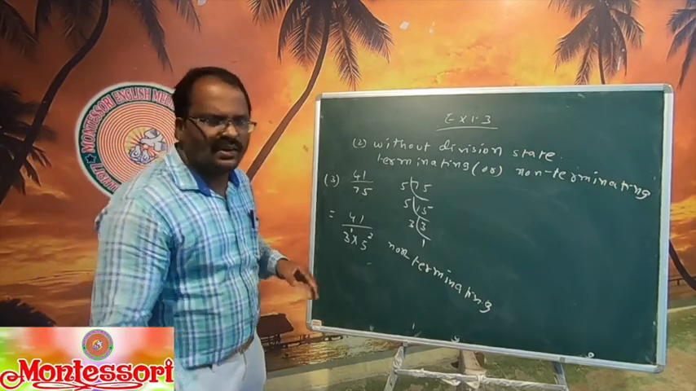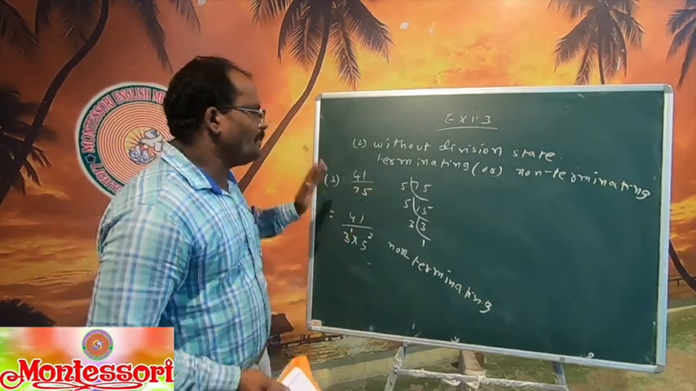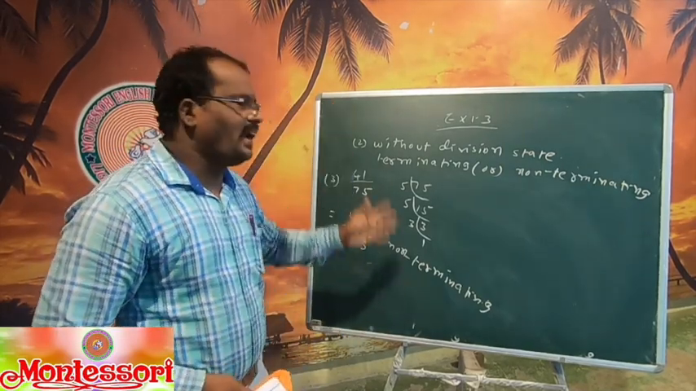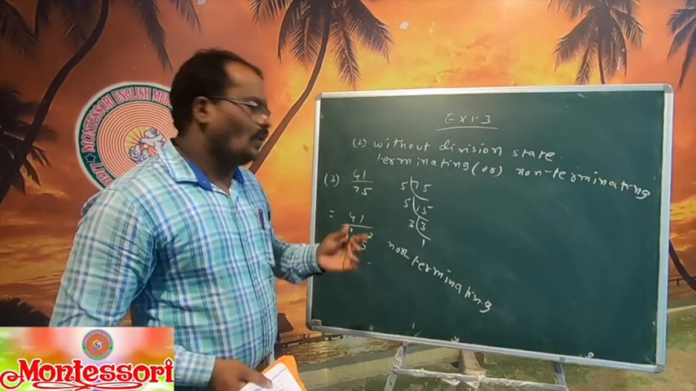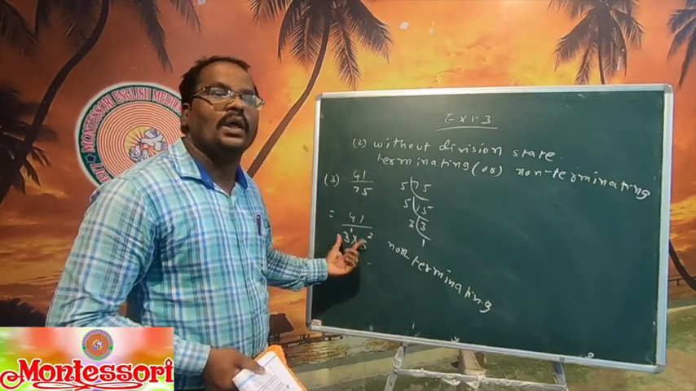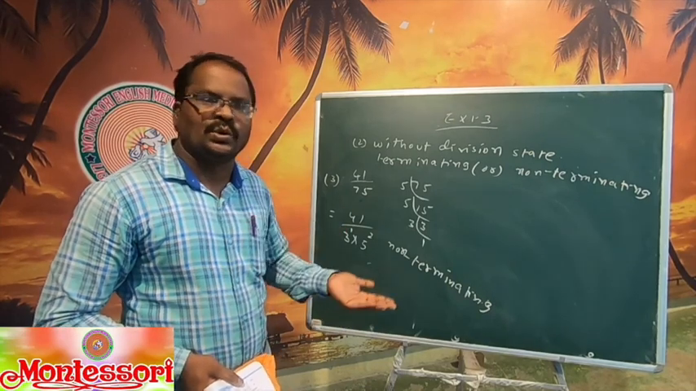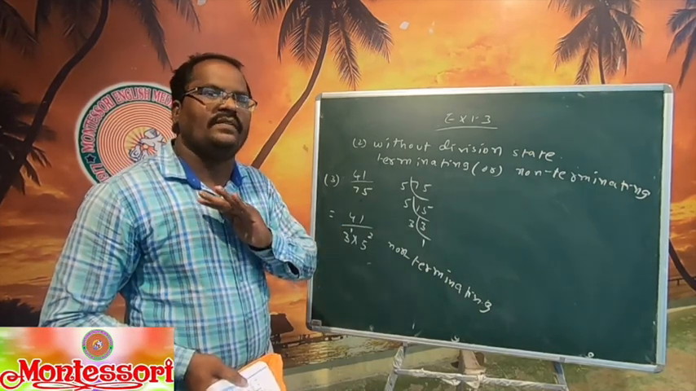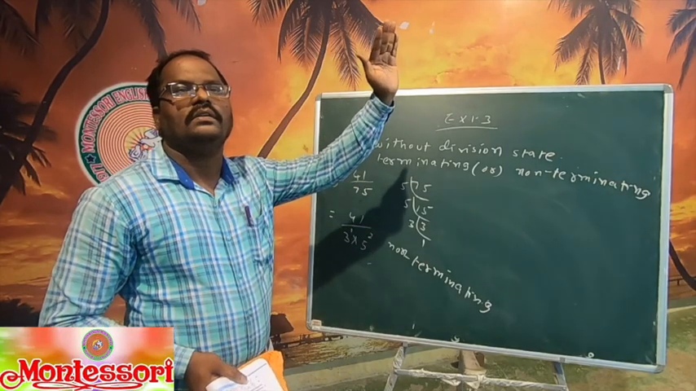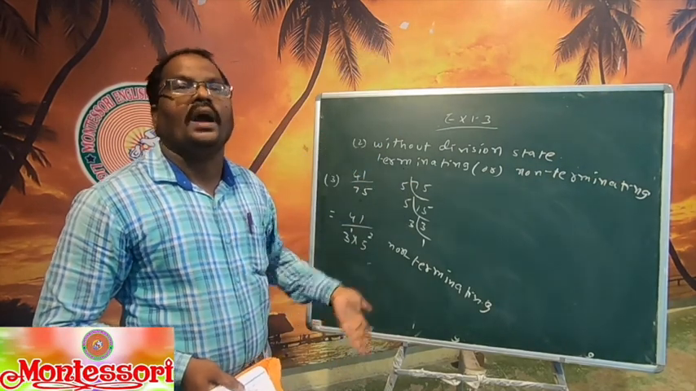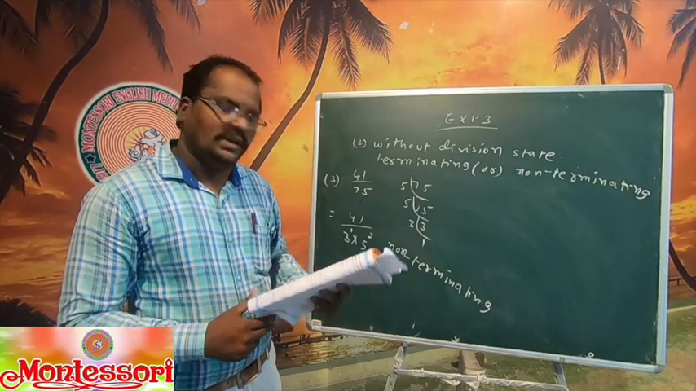Whatever fraction they give, first you observe the denominator, you find the factors, you write them. What are the factors in the denominator? Only 2 factors, only 5 factors, or a combination of 2 and 5. In such cases it is always called terminating, and otherwise it is called non-terminating.